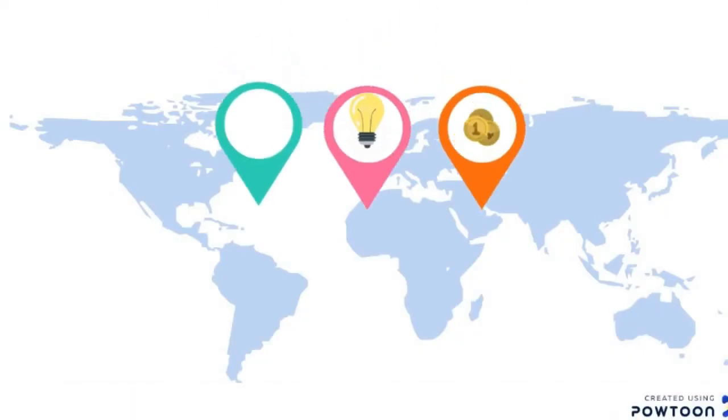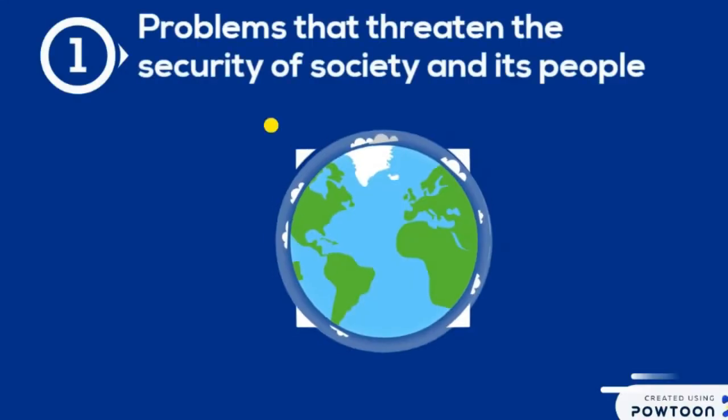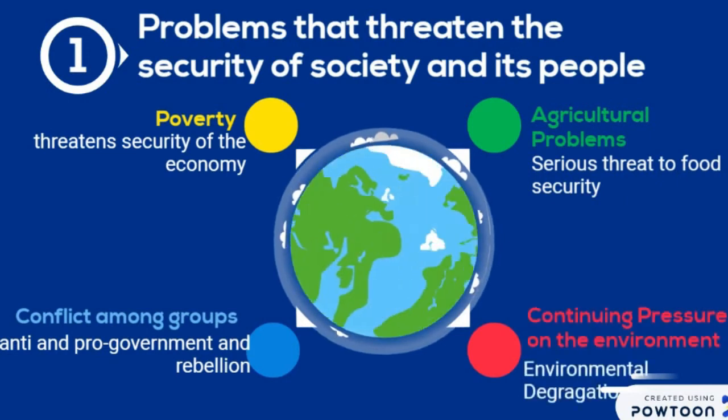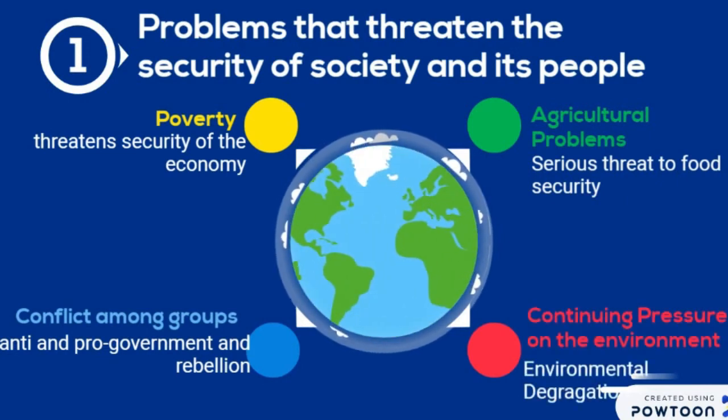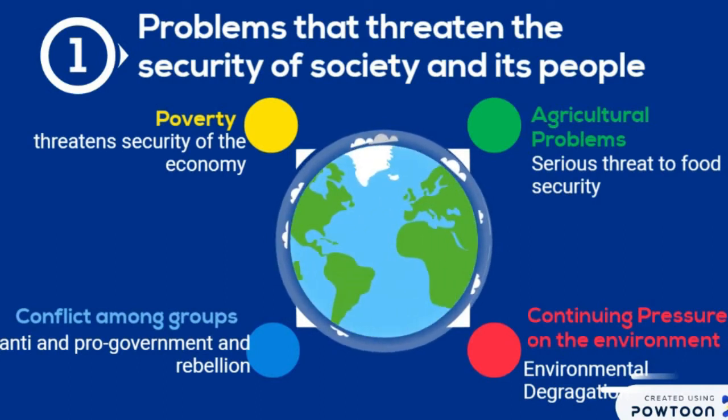International development and global process. Here are the problems that threaten the security of the society and its people. First is poverty that threatens security of the economy. Second is conflict among groups. This is by anti and pro-governmental and rebellions.